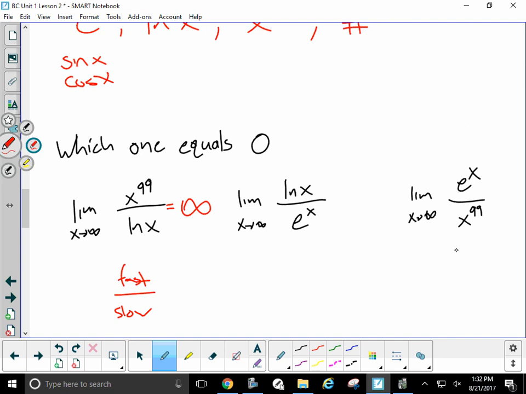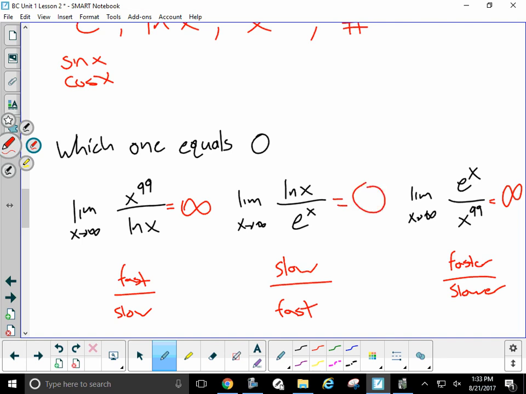So that doesn't equal 0. The third one, e to the x, is going to grow faster than x to the 99, which is growing slower. Because e to the x is growing faster, there's no algebraic way to kind of simplify this. You just know that it's faster and this is slower. Bigger numbers, smaller numbers. Bigger divided by smaller will be ever increasing bigger numbers. The middle one, log x, slowest growing function, over an exponentially fast growing function, that will equal 0.